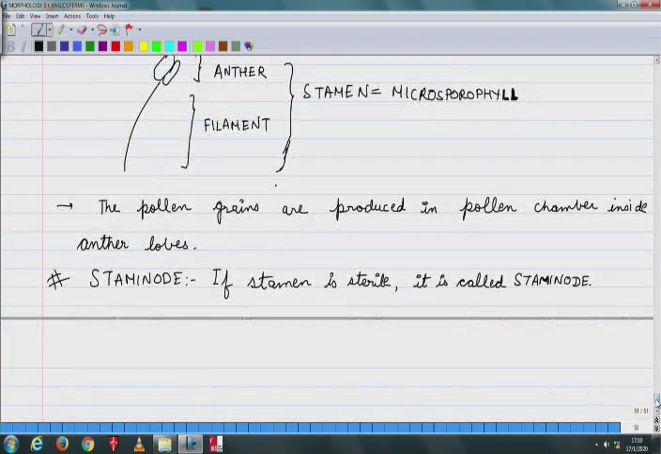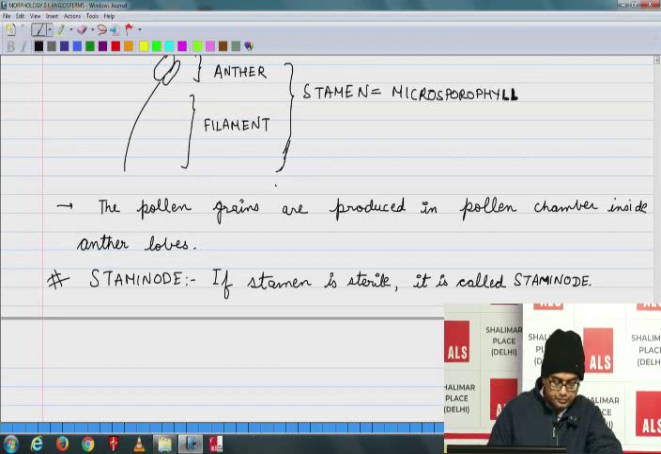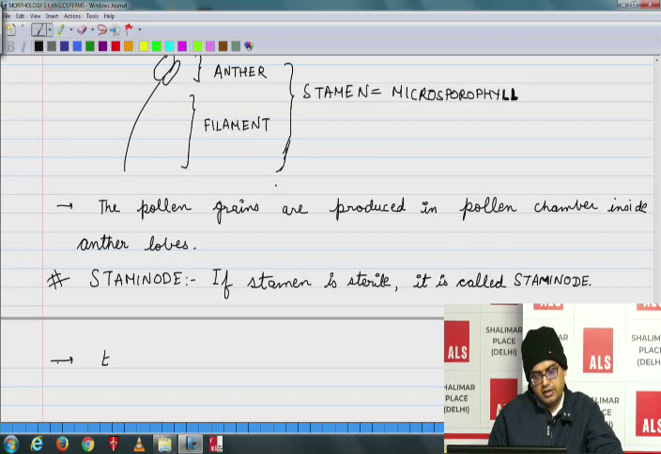Now there are terms related to stamens. Where is the stamen attached? Is it attached to the thalamus? Is it attached to the petals? So there are some terms related to it. If the stamen is attached to the petals, it is the epipetalous condition.